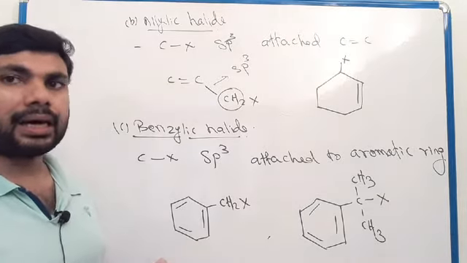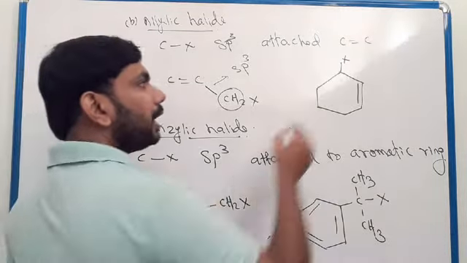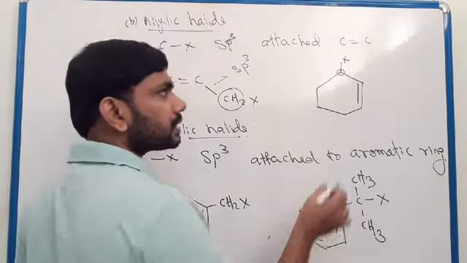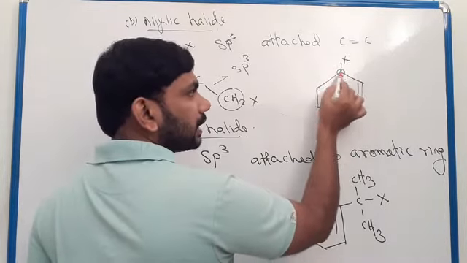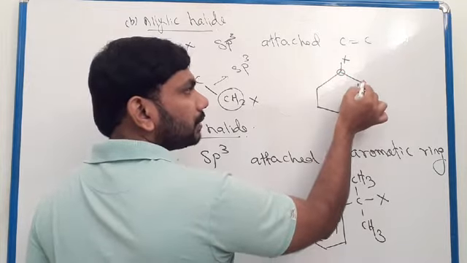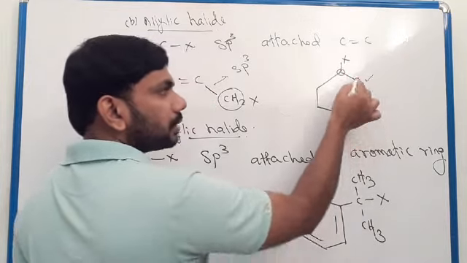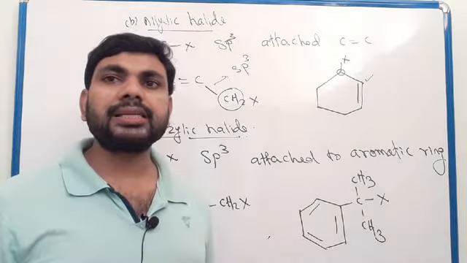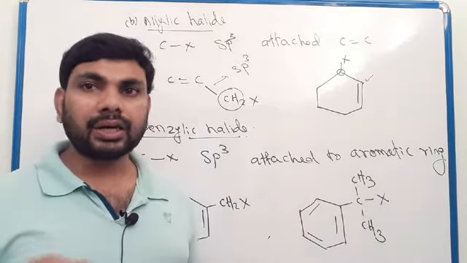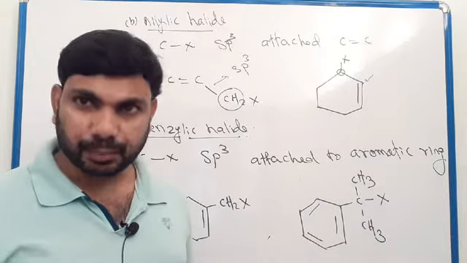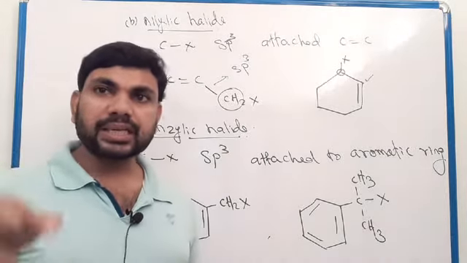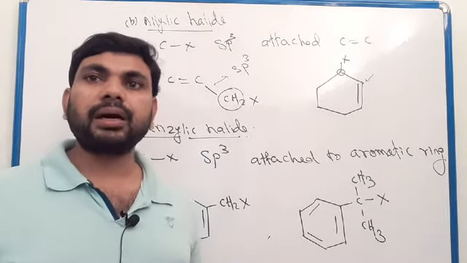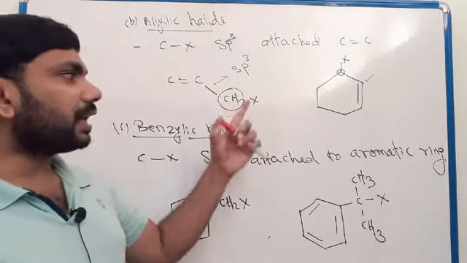Then this sp3 hybridized carbon is directly attached to a carbon double bond. That is allylic halide. See here another example, halogen attached to a carbon. This carbon is sp3 hybridized, and this carbon is directly attached to a carbon, and there is a carbon double bond. This type of alkyl halides are called allylic halide. Halogen is attached to an sp3 hybridized carbon, and that sp3 hybridized carbon is directly attached to a carbon double bond. Okay, this is allylic halide.